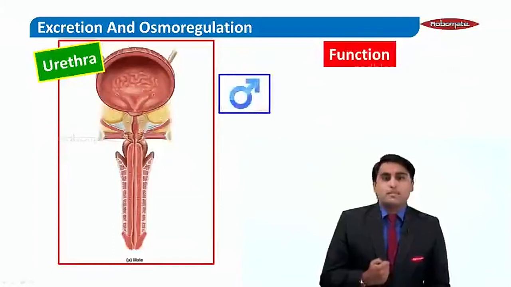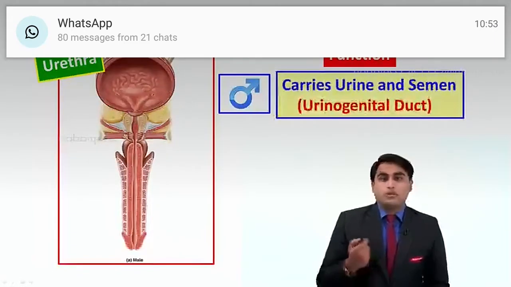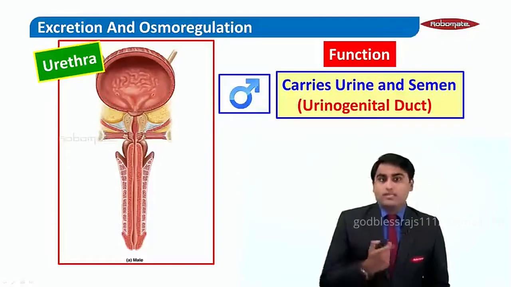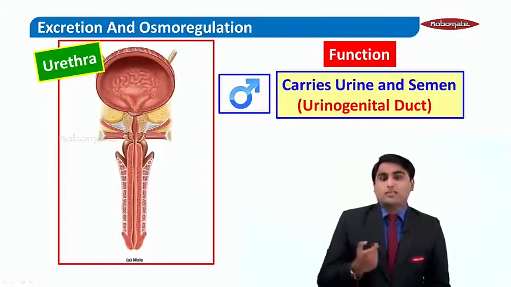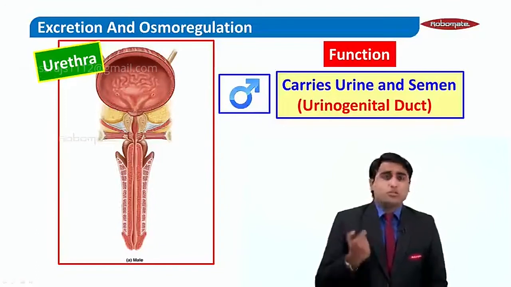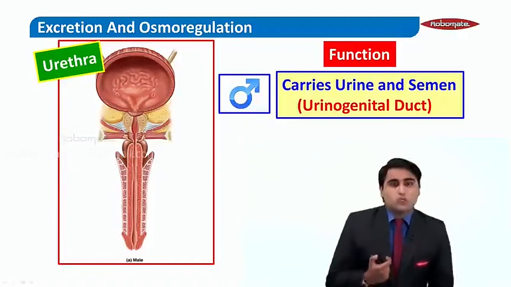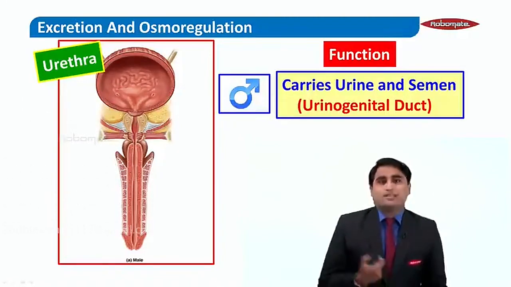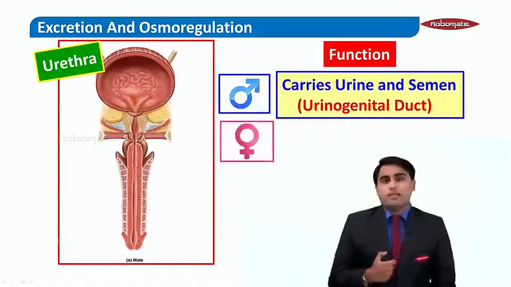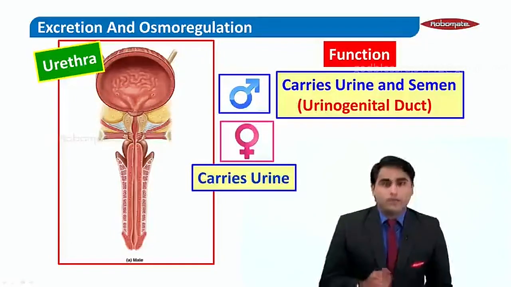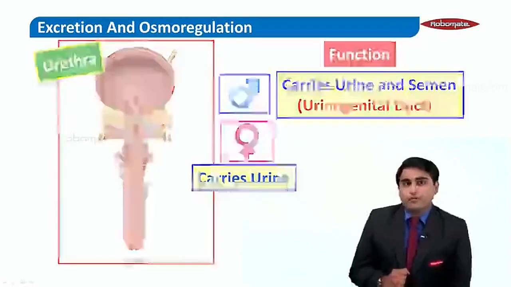Let's see the function of the urethra now. Basically in males, the urethra conducts both the urine as well as the semen. Semen is the secretion of the genitals, and urine is the secretion of the kidneys. So it is carrying both urine and the genital secretion. Hence, the urethra in males is also called the urinogenital duct. In contrast, in females, it carries only urine. So that was the function of the urethra.